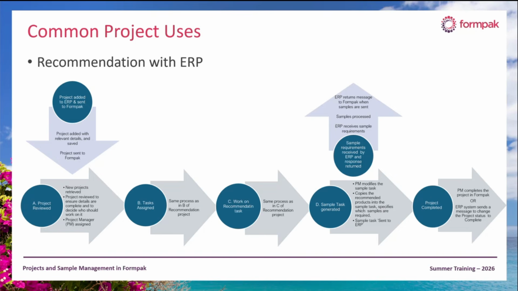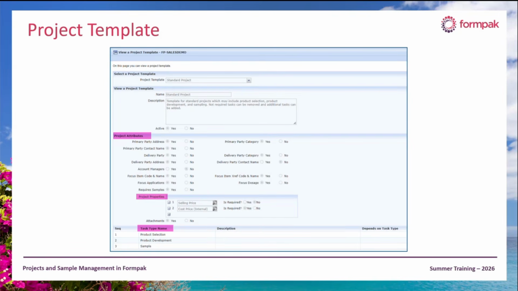And then recommendation with ERP. Some users use projects with an external ERP system, and in that case, the project may start in an ERP system, be sent to Formpak, and then the sample requirements may be sent back to the ERP system for fulfillment. For today, we're going to use just a generic project flow that includes product selection, product development, and a sample request, and then look at lab processing and completion.